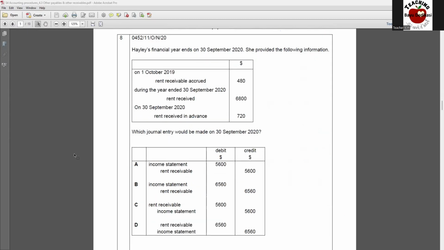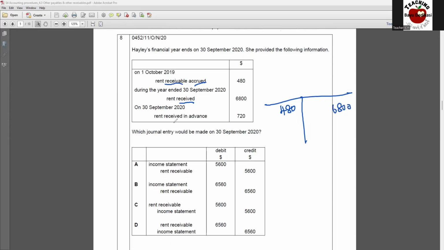Question 8. Which journal entry was made for the rent? We open the T account, I prefer to use the T account. This one is rent receivable, an income account. Income accrued is an asset, so 480 on the debit side. During the year, this is the amount received, which is the bank, so bank on the credit side.